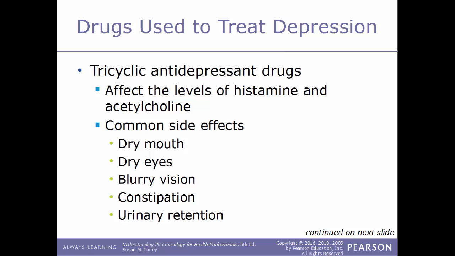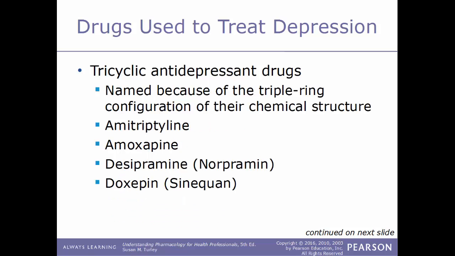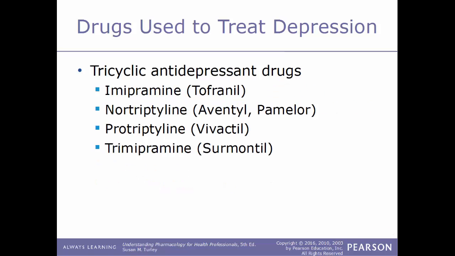There are some common side effects for the tricyclic antidepressants, including dry mouth, dry eyes, blurry vision, constipation, and urinary retention. This category of drugs gets its name because of the triple ring configuration of their chemical structure. That's why it's tricyclic. Some examples of drugs that fall in this category: amitriptyline, amoxapine, desipramine, also known by the trade name Norpramin, doxepin, also known by its trade name Sinequan, imipramine, known by the name Tofranil, nortriptyline, known by its trade names Aventyl and Pamelor, protriptyline, known by its trade name Vivactil, trimipramine, also known by its trade name Surmontil.